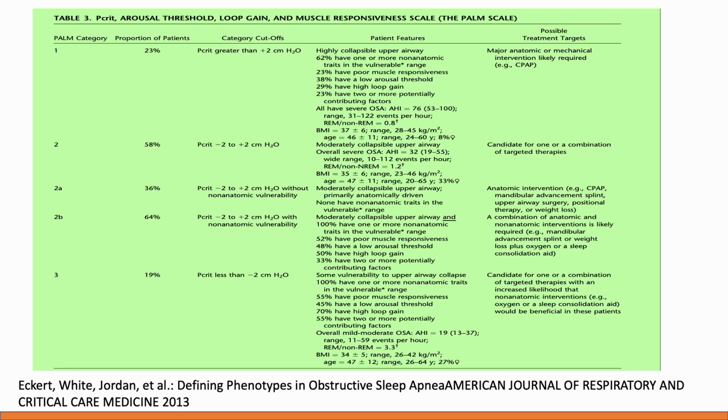So to conclude, the PALM classification is a good way to assess the endotypes of OSA, and it's a good reminder that all OSAs are not obstructive. This is a very good chart which summarizes the PALM classification, and you may take a screenshot of it for better understanding.